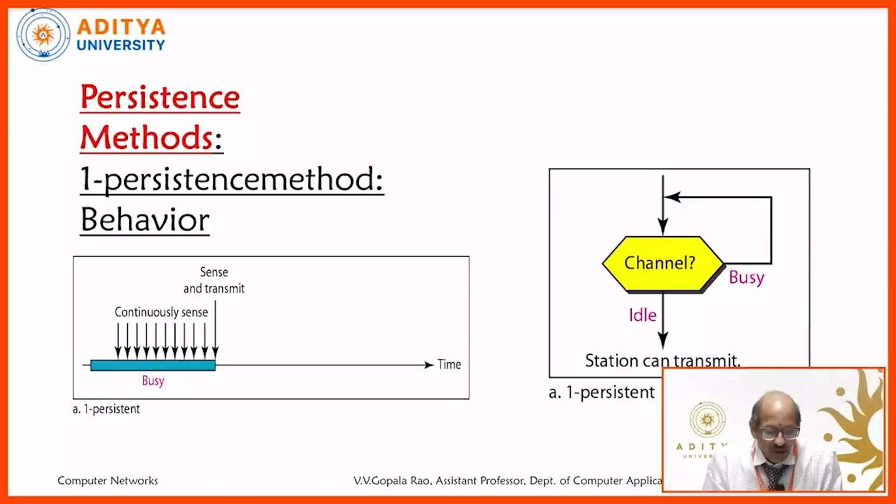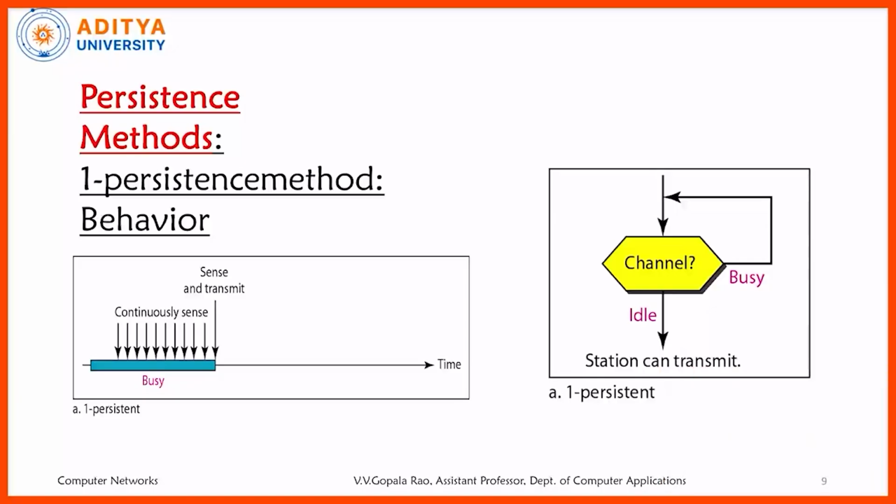One is called the one persistence method. Here one stands for the probability of collision. The probability of a collision occurring is very high. That is why it is called the one persistence method. Imagine there is a station which is allowed to continuously sense the channel. That is the meaning of continuous sensing of the channel.